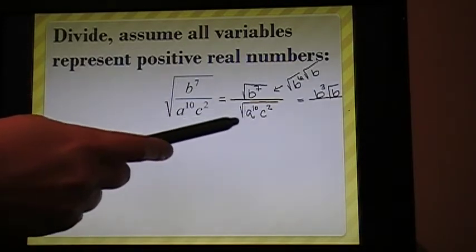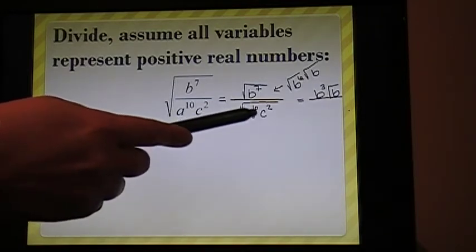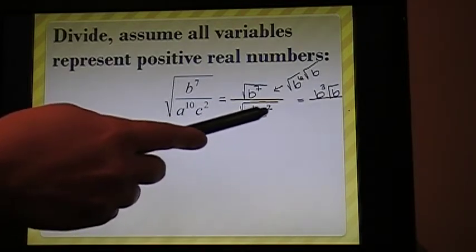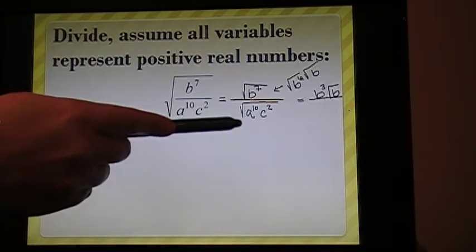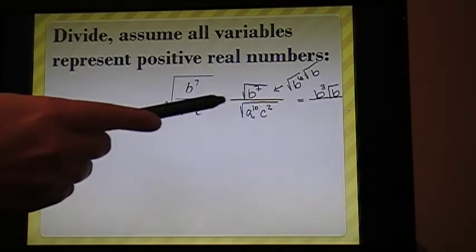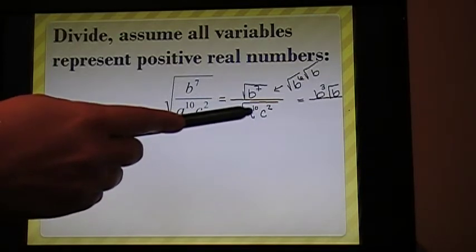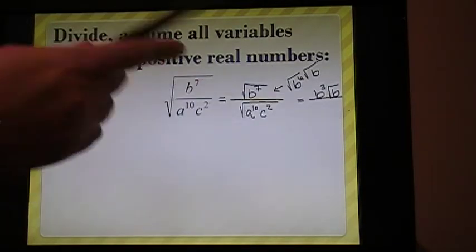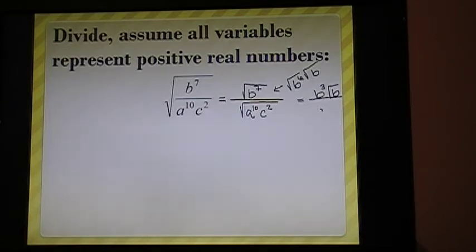Looking at the denominator, 10 and 2 are both divisible by the index 2, so I know that I can simply evaluate. These are both perfect squares. The square root of a to the 10th is a to the 5th, and the square root of c squared is c. So this is a to the 5th c.